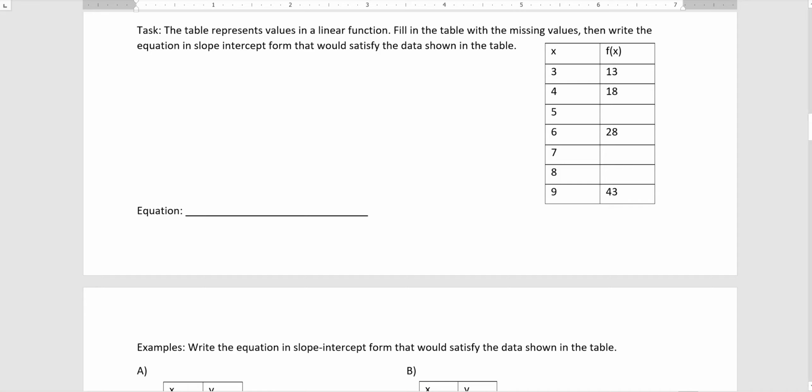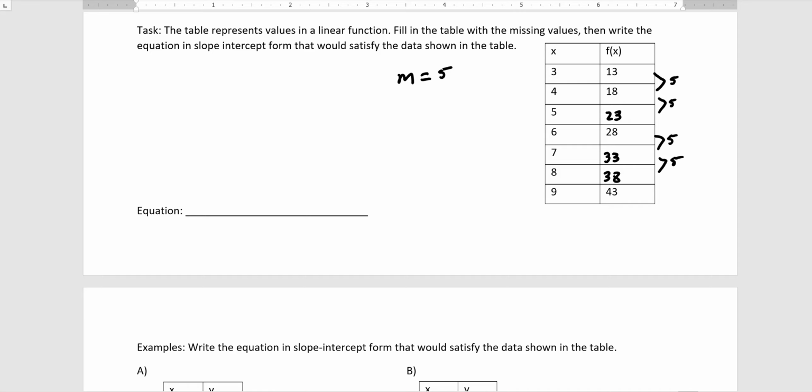All right, so hopefully we noticed a pattern developing here with our outputs, right? So 3 to 18 is an increase of 5, so we need to continue that increase. So this would be 23, 28 plus 5 would be 33, 33 plus 5 would be 38, and then 38 plus 5 would give me 43. So that tells me that my slope is 5, all right? Because every time my input increases by 1, my output increases by 5.